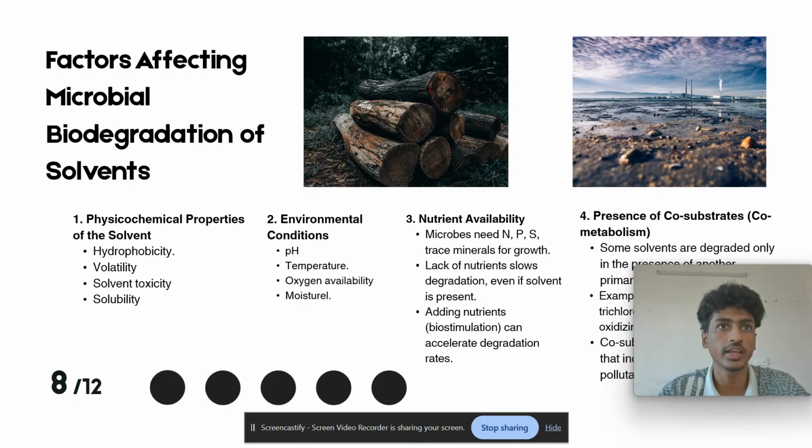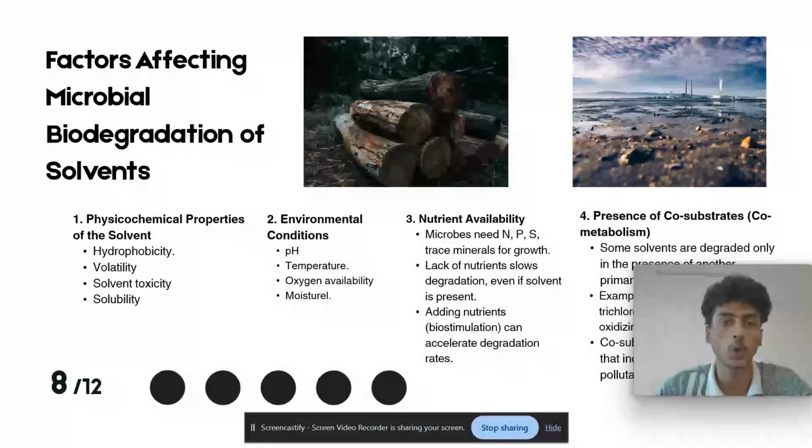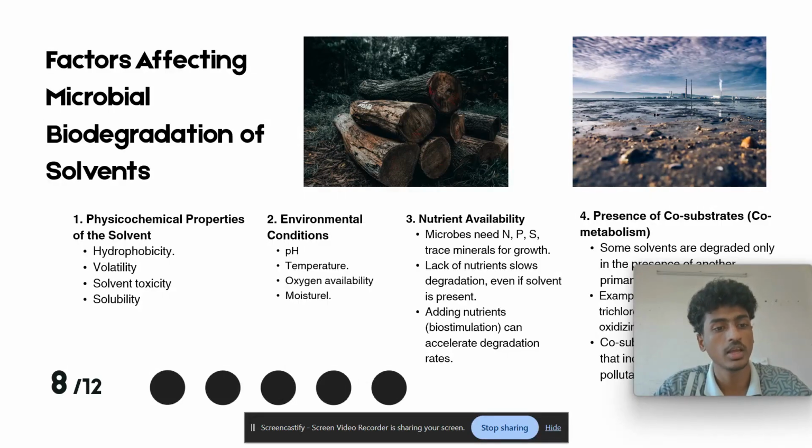If it gets mixed into the air all of a sudden, without giving time for the microbes to act on it. Then solvent toxicity. Some solvents may be toxic to the microbes themselves, and then solubility in water, etc. And environmental conditions such as pH, temperature, oxygen, and moisture must be optimal for microbial growth. That means different organisms for different solvents need different conditions.